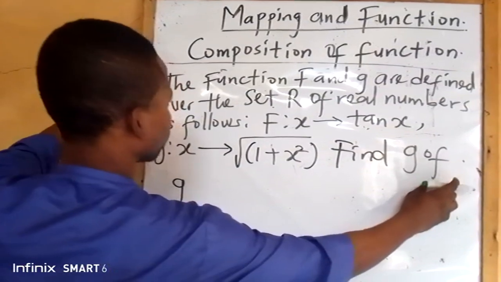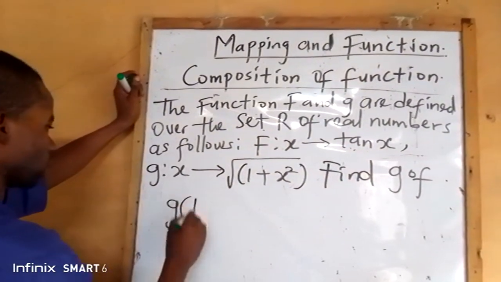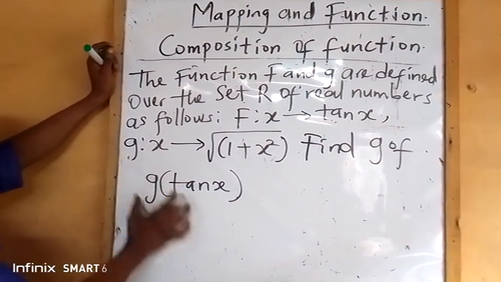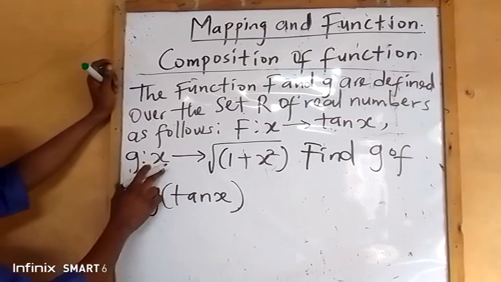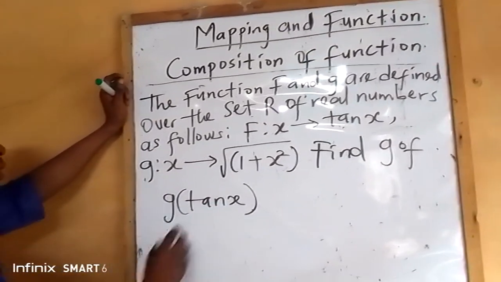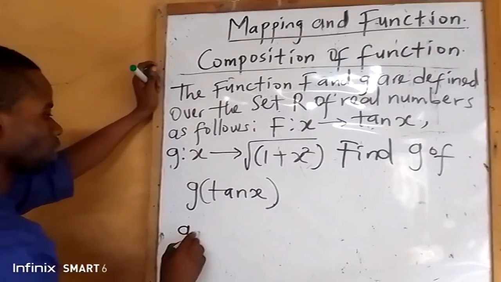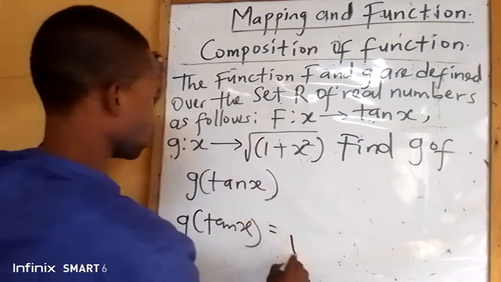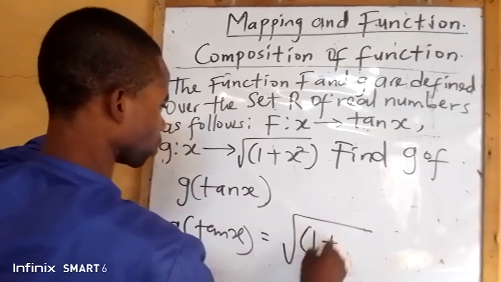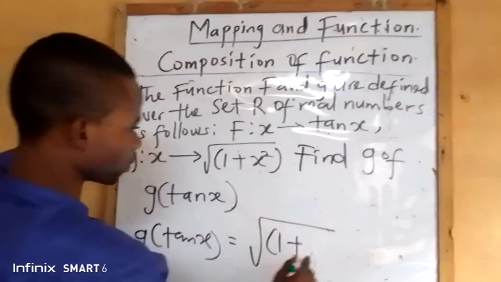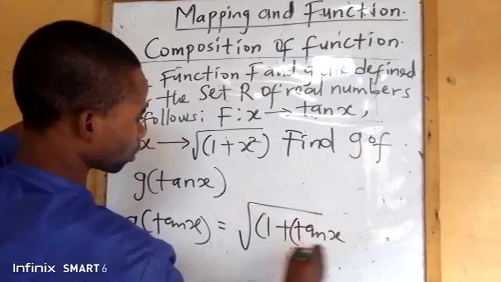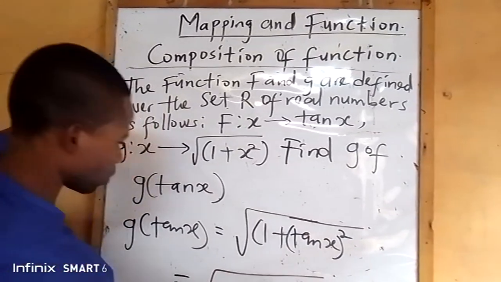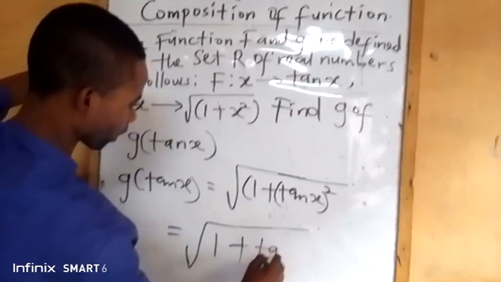We're going to substitute the value of f. The f is this, tan x. It's still the same pattern. So that means in g of x, anywhere I see x in g of x, I'm going to substitute tan x. That means g of tan x, and this g of x, 1 plus, and this x, I'm going to substitute tan x in this place. Tan x all square. So that means root of 1 plus tan square x.